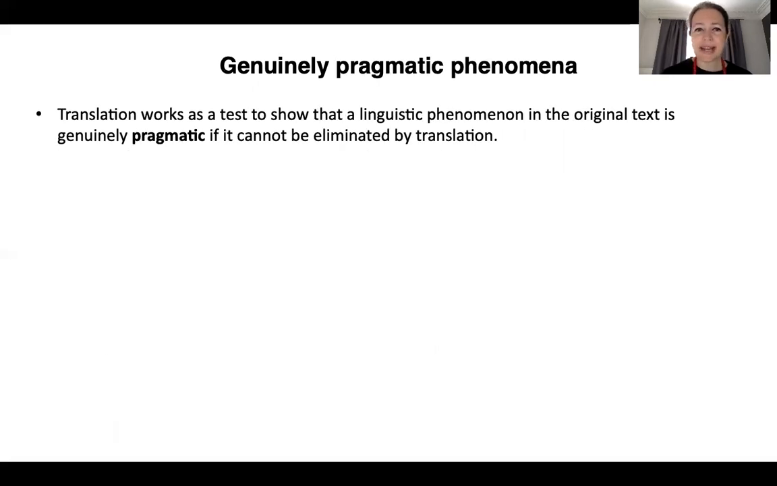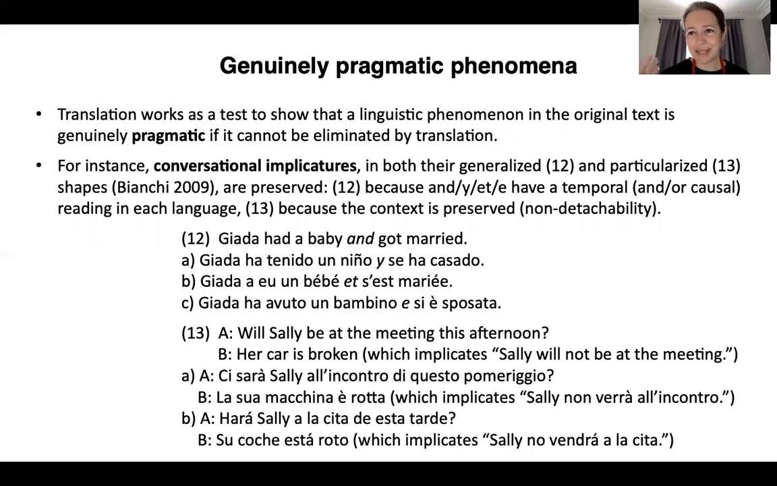Translation works as a test also to show that a linguistic phenomenon in the original text is genuinely pragmatic if it cannot be eliminated by translation. So it can be preserved. Take, for instance, the case of conversational implicatures, which are explicitly pragmatic. In both their generalized and particularized shapes, they are preserved in translation.